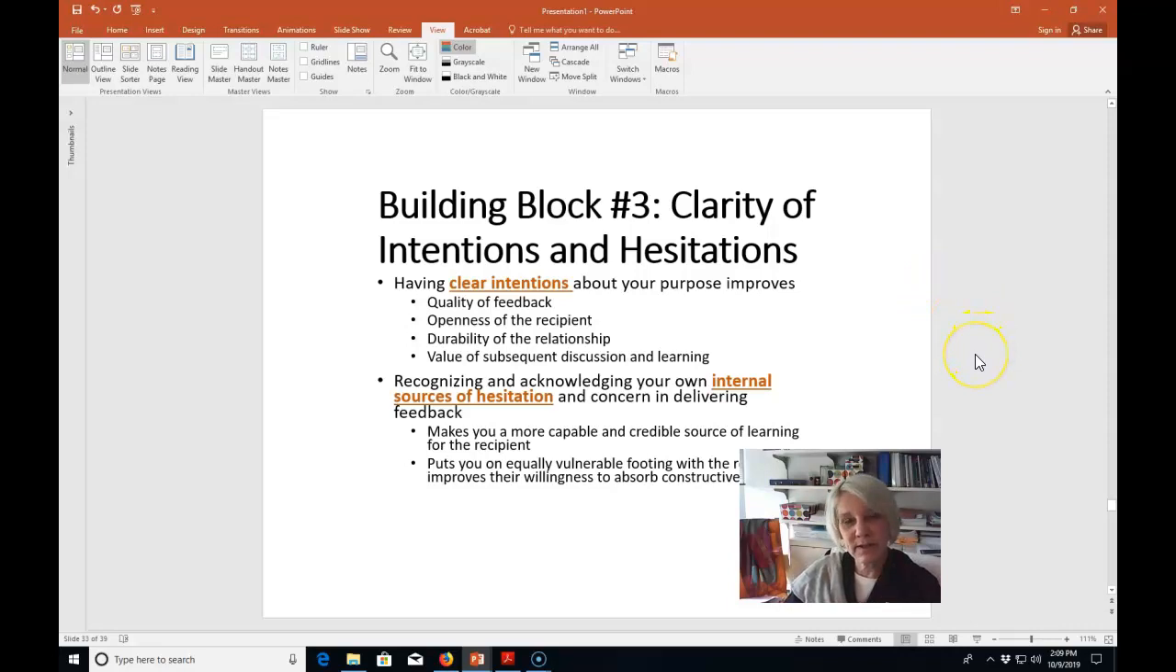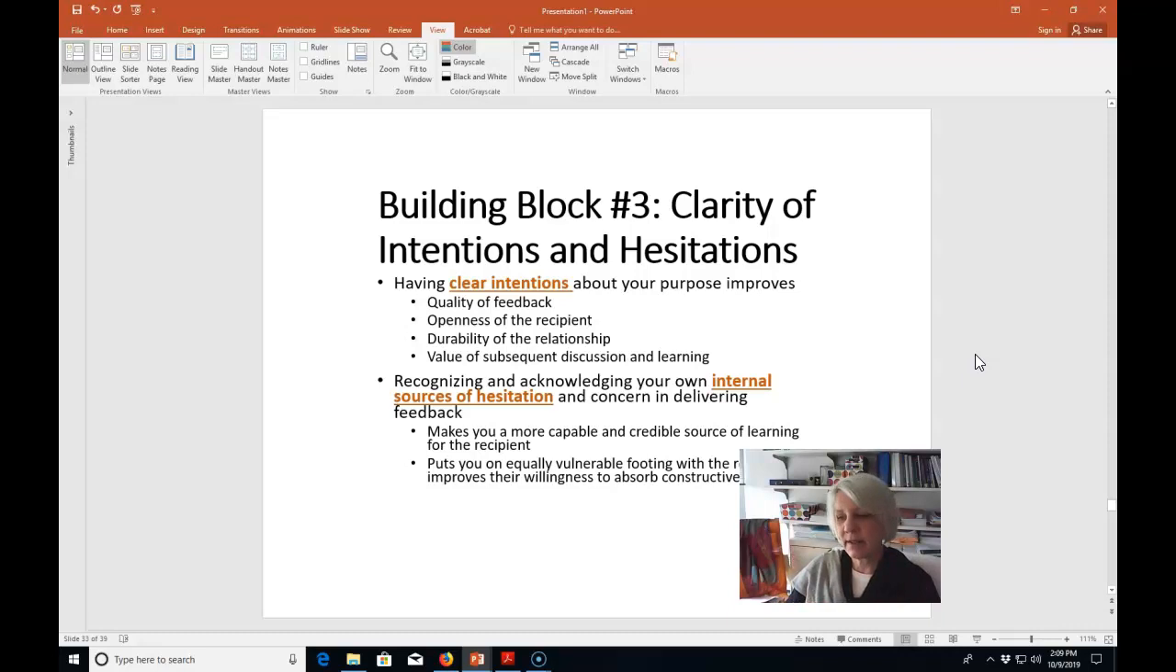Think through your own internal hesitation. You can even verbalize that too. I was kind of worried about bringing this up. I wasn't sure how you would react, but I want you to know it's coming from a place where I'm really trying to help. If you can verbalize those kinds of things, again, it should work to help put somebody more at ease.